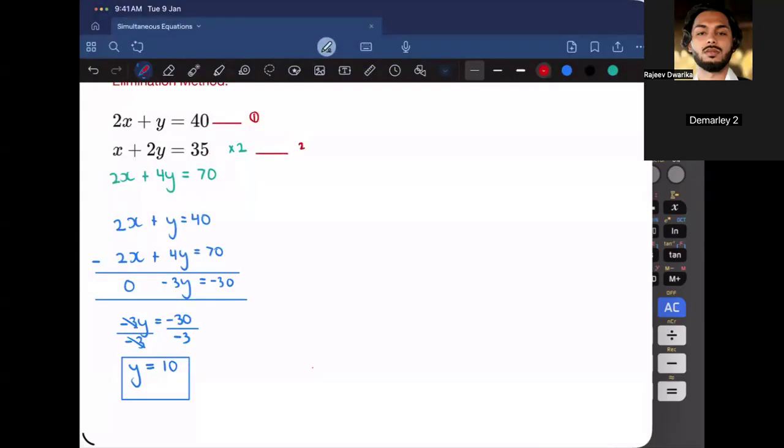Okay, this is 2. Right, so using which one you wanted to use? Using the second equation, x plus 2y. Right, so the second equation is x plus 2y is equal to 35. Do we know what one of the unknowns is? Yeah, we know what y is. So the new equation will be x plus 2 times 10 equals 35.